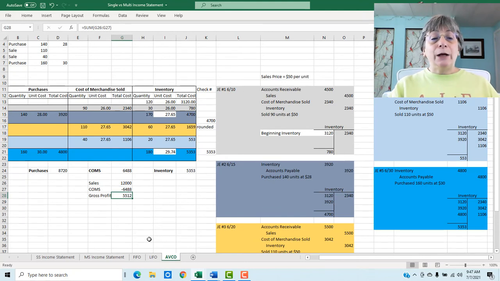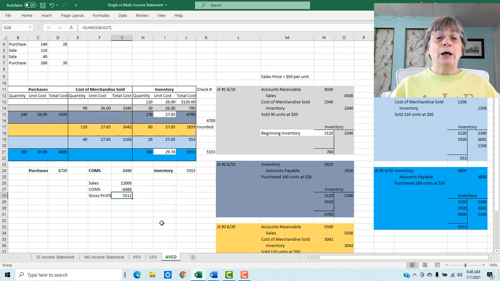Now, if the textbook asks you for what was your cost of merchandise sold for the month, what we're doing is taking these different amounts that we assigned as a cost to inventory, and there is our cost of merchandise sold for the month. If it asks for a gross profit for the month, we're going to take our sales. We had 4,500 here, 5,500 here, 2,000 there. Gives us a total of $12,000 in sales. Our cost of merchandise sold, $64.88, pulling that right from here, which leaves us with gross profit of $55.12.